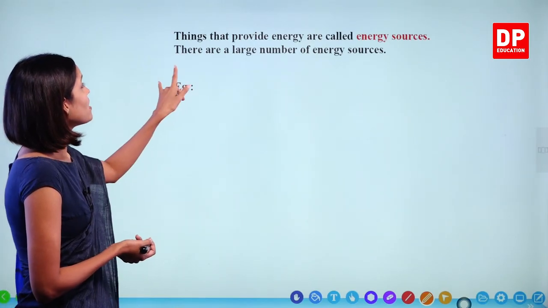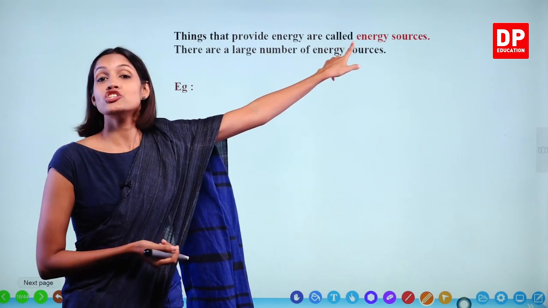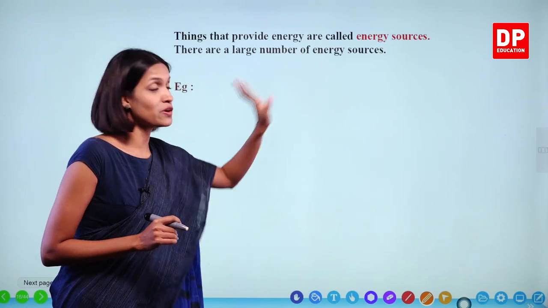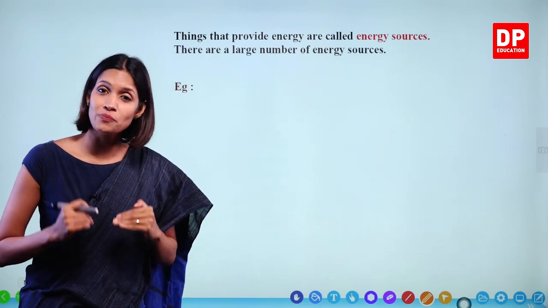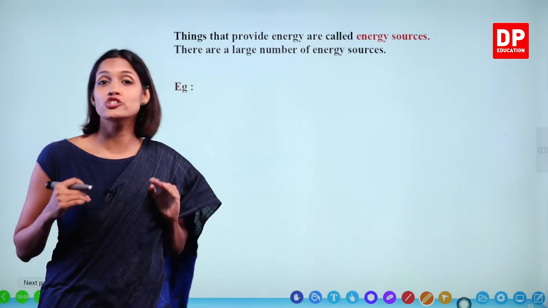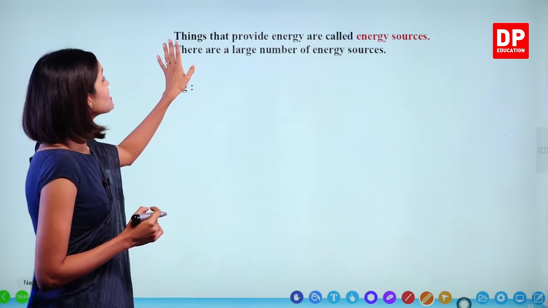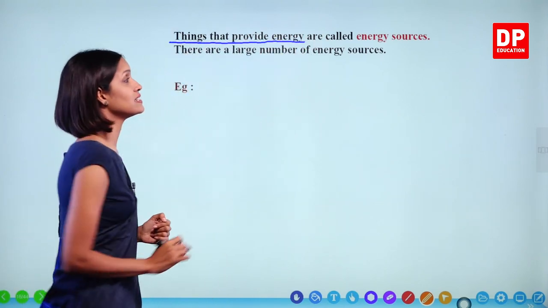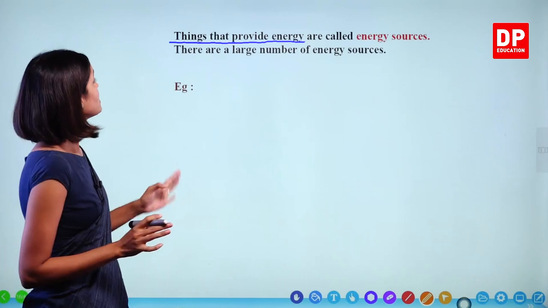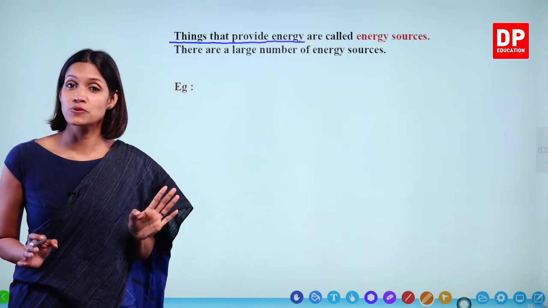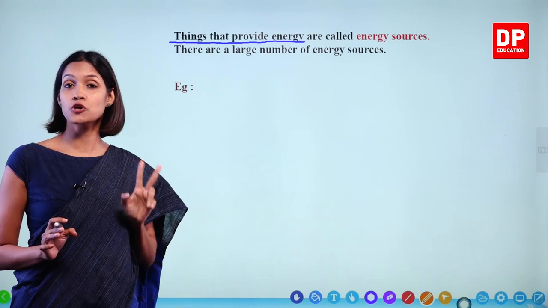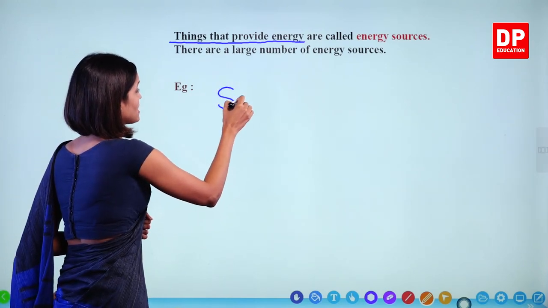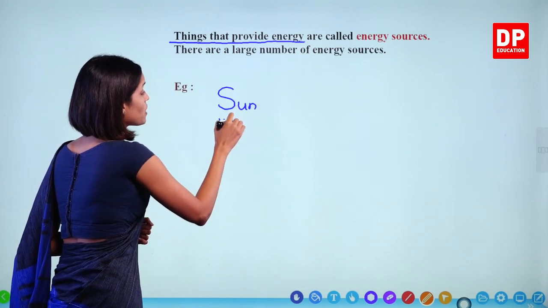So things that provide energy are called energy sources, or sources of energy. Okay, children. So the main topic we are going to learn is the sources of energy or energy sources. The things that provide energy are called energy sources. Right. So there are a large number of energy sources. We already discussed two different types of sources of energy. What are the two sources that we discussed? The sun or the solar energy, right? And we discussed the wind.